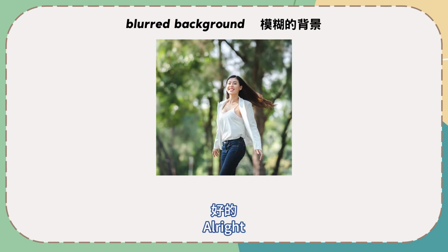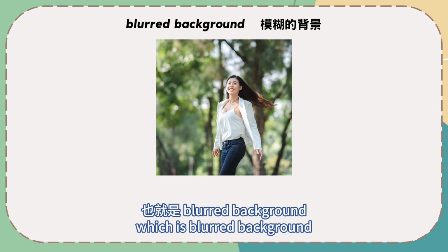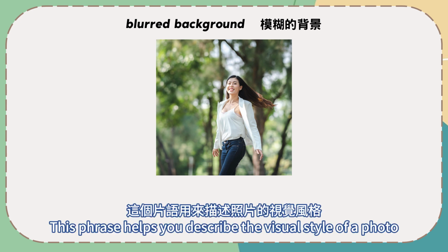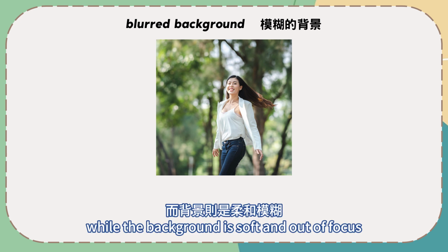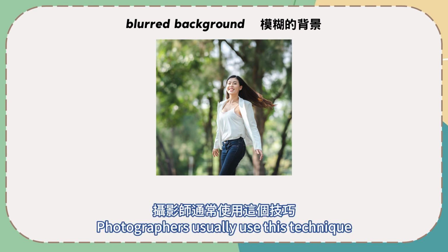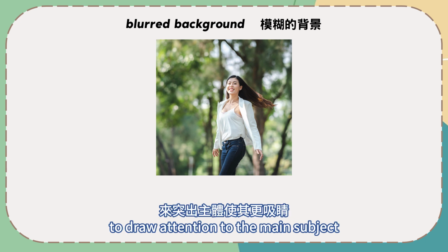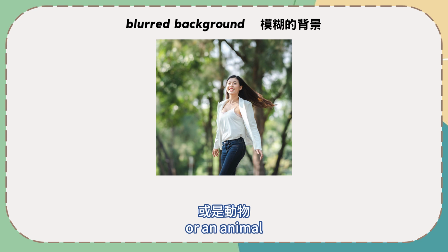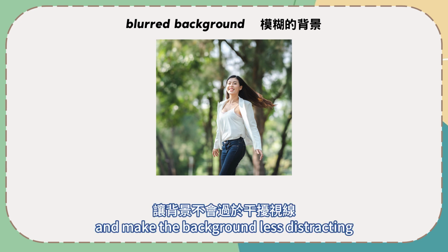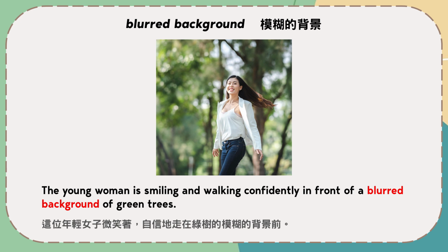All right, let's move on to the next phrase, which is blurred background. This phrase helps you describe the visual style of a photo. It refers to a photo effect where the main subject is sharp and clear, while the background is soft and out of focus. Photographers usually use this technique to draw attention to the main subject, like a person, an object, or an animal, and make the background less distracting. The young woman is smiling and walking confidently in front of a blurred background of green trees.